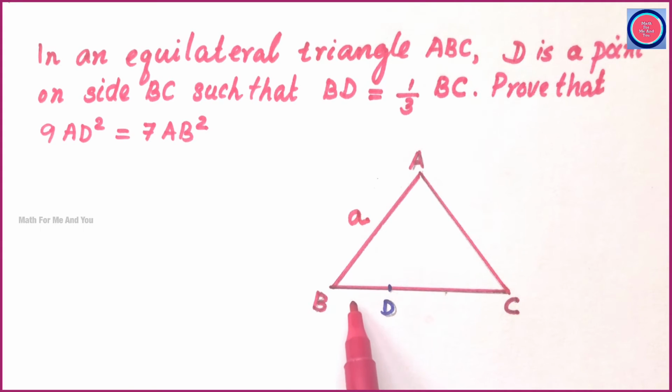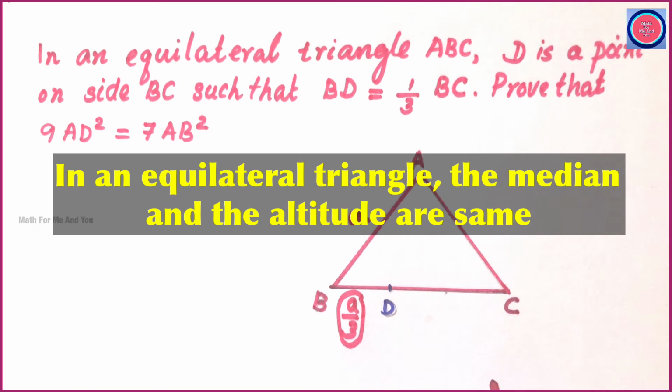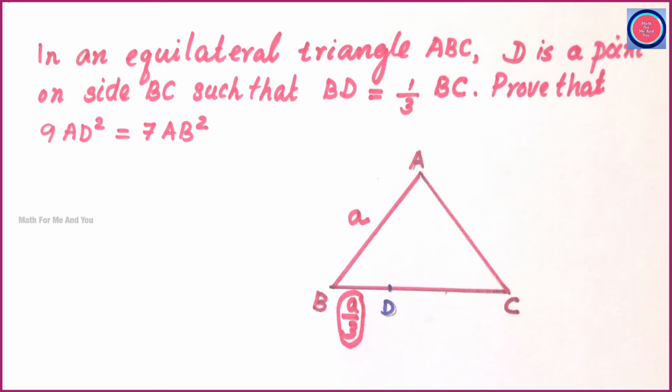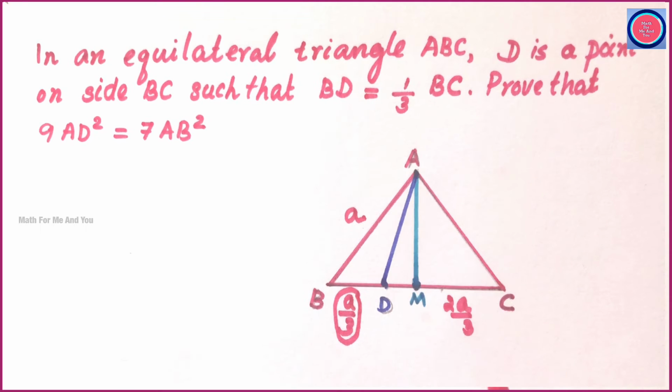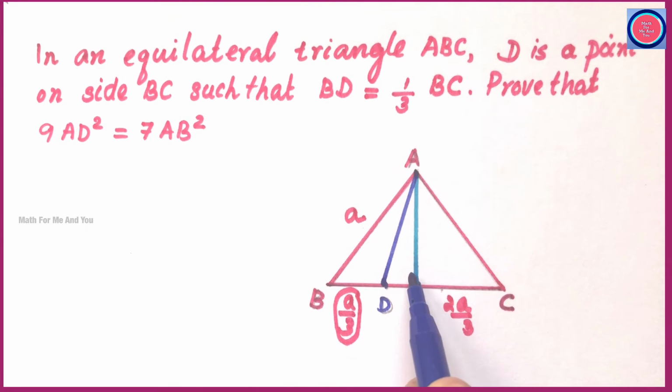And what about BD? It's given BD equals 1 over 3 BC. That means 1 over 3 times A. Or we could write A over 3. Here we will draw two lines. And the first line is the altitude or median, AM. And then we will draw the second line from A to the point D. So we can see two lines here, AM and AD. Since AM is perpendicular to BC, what about the angle M? Angle M equals 90 degree.